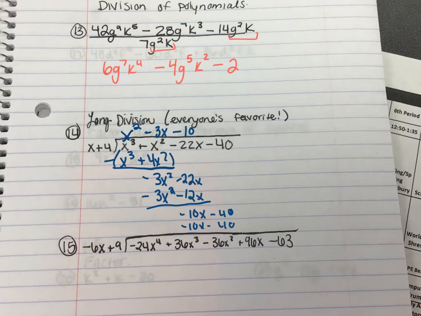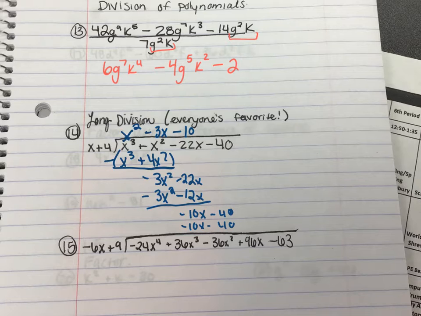Okay, for number 14, you're going to take x to the third divided by x to get this x squared. Take x squared, multiply it by both parts to get x to the third plus 4x squared. We subtract that to get these to cancel. And then you have x squared minus 4x squared is negative 3x squared. Bring down the 22. Then you're going to take negative 3x squared, divide it by x to get negative 3x. Multiply negative 3x by x plus 4 to get negative 3x squared minus 12x.